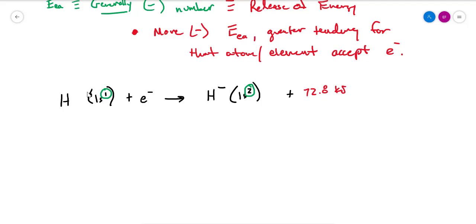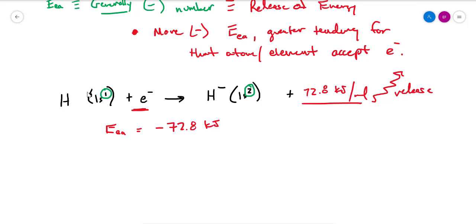And we're going to put on the product side here plus 72.8 kilojoules per mole. And we're adding it on the product side because when we add this electron to hydrogen, we actually get a release. This is a release of this amount of energy rather than putting that energy into the system. And so we would write the E sub EA, or the electron affinity, for this actual reaction as negative 72.8 kilojoules per mole. The negative here implying the directionality of this energy.